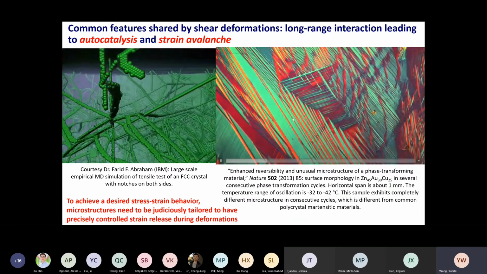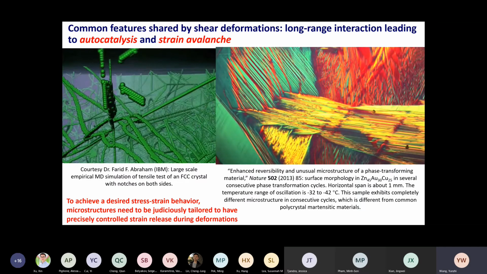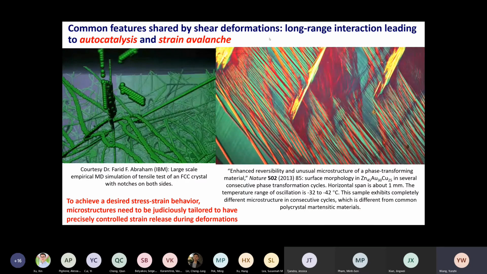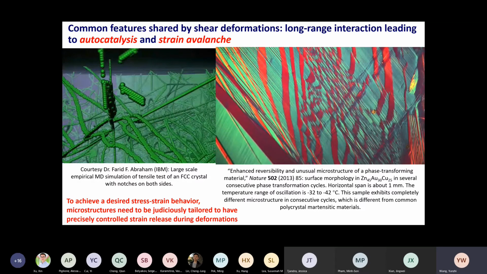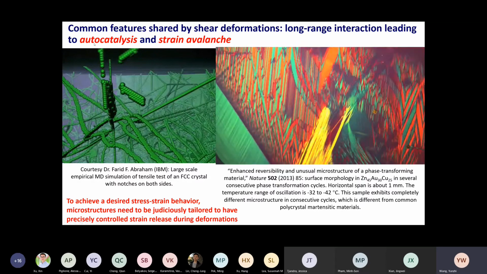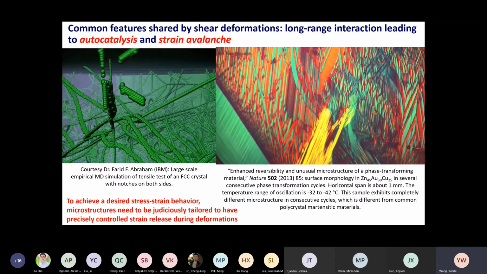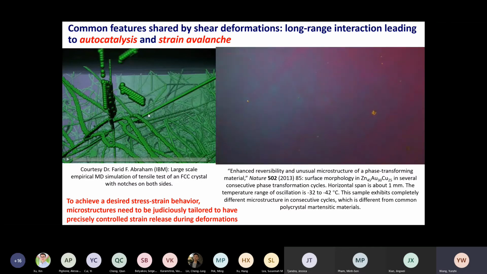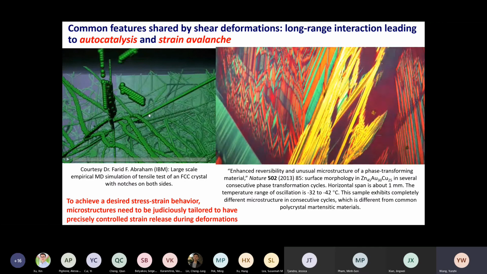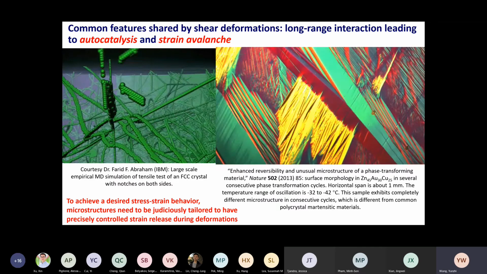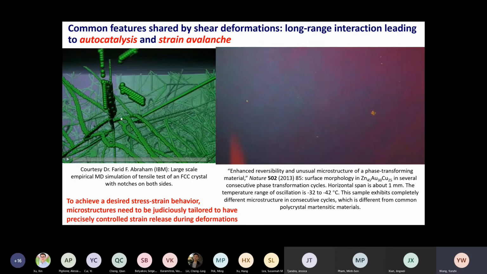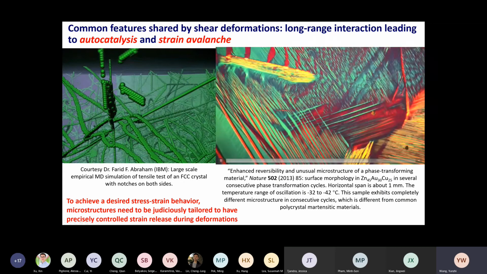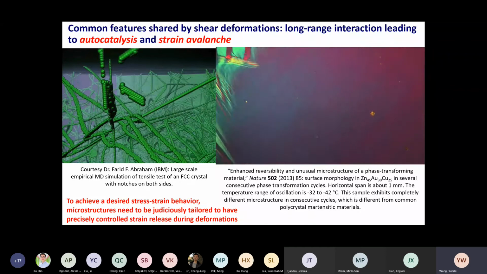For dislocation plasticity, transformation plasticity, and also twinning plasticity, all of them share the same nature. They are driven by long-range elastic interaction, and then they lead to a very strong autocatalytic effect. For a lot of applications, we want to control those processes. For dislocation plasticity, over the years, we have developed a lot of strategies. How do we design a microstructure to control the strain avalanche during plastic deformation? But for phase transformation, we haven't utilized that many of the tricks we learned for dislocation plasticity yet.